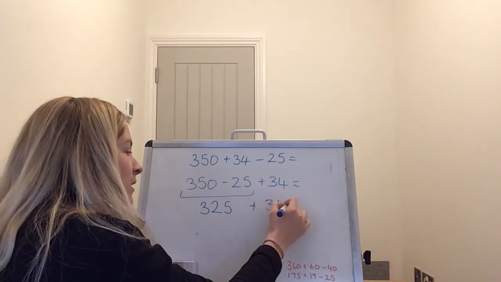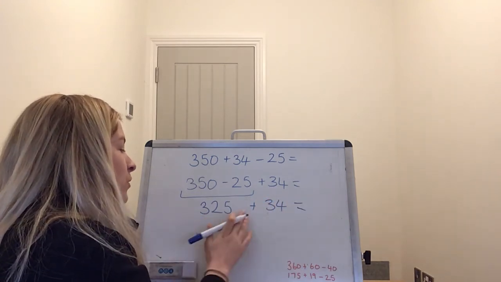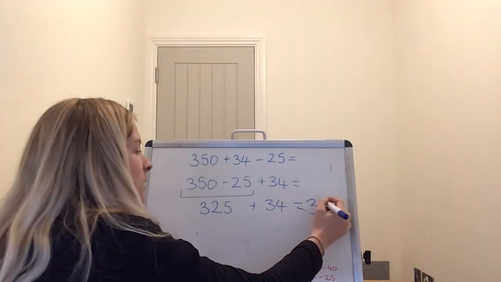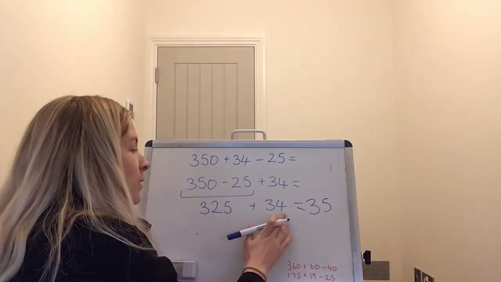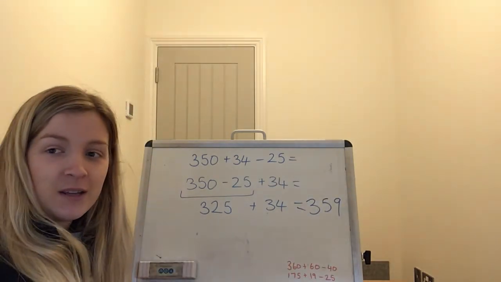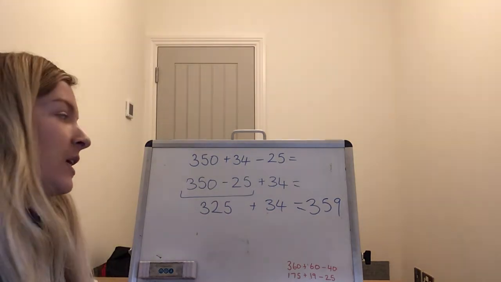Then we can add the 34, 325. So we've still got 300. 2 tens add 3 tens is 5 tens. 5 ones add 4 ones is 9 ones. 359. Did you get it? Well done you if you did.